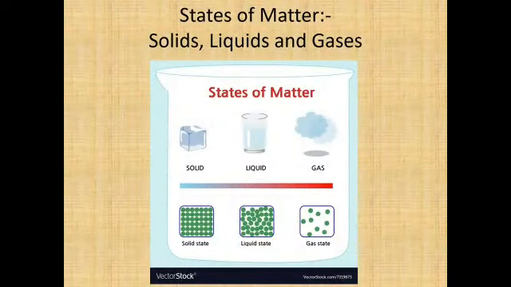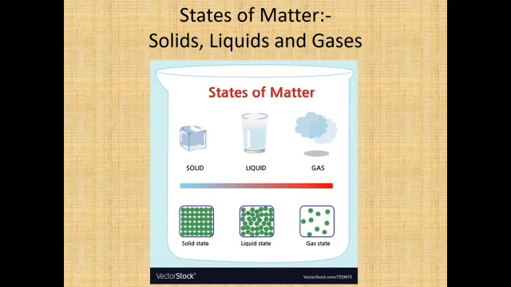Now states of matter can be classified into solid, liquid and gas. As you see in the picture, ice is an example of solid, water is an example of liquid and air is an example of gas.